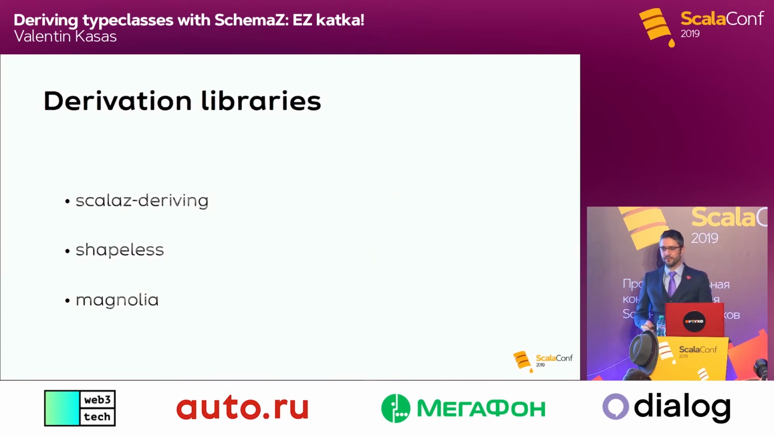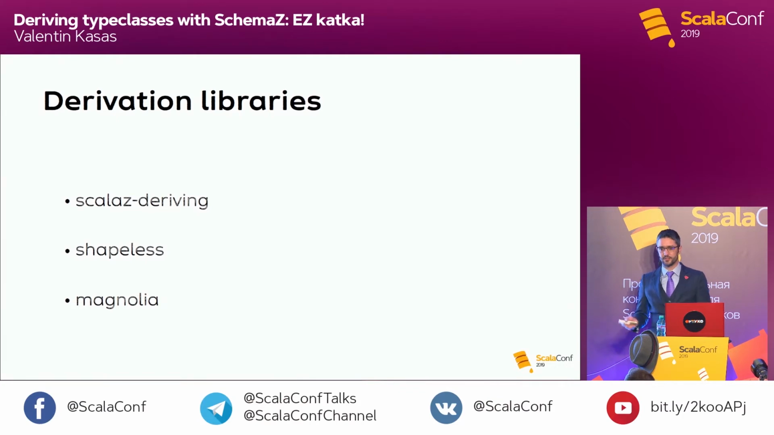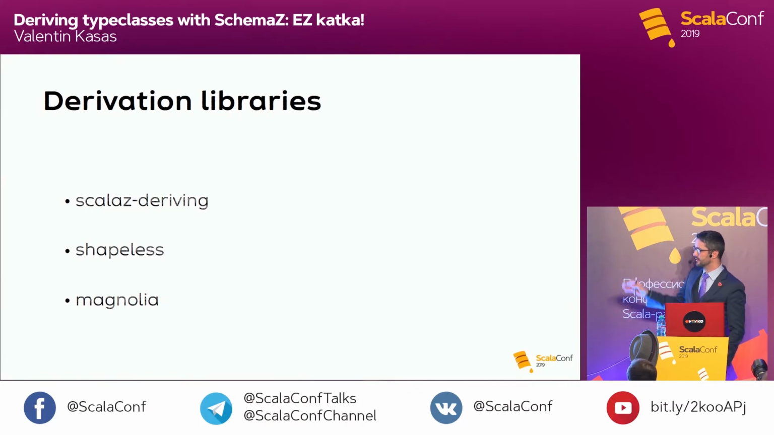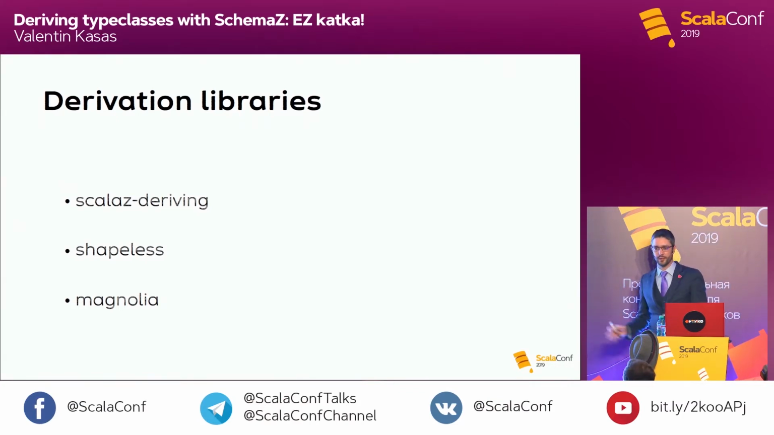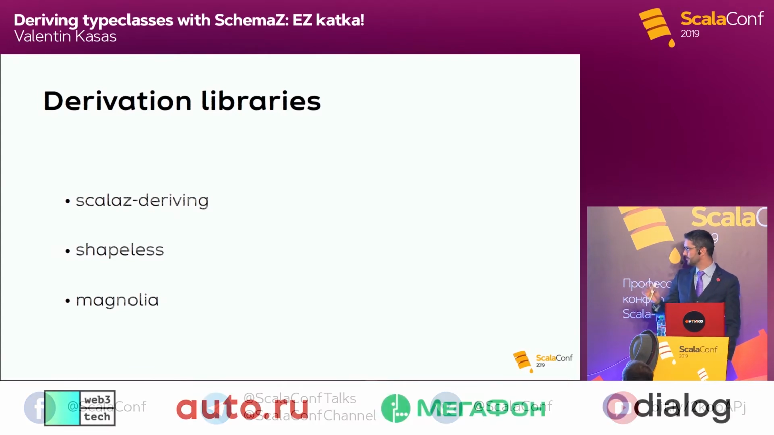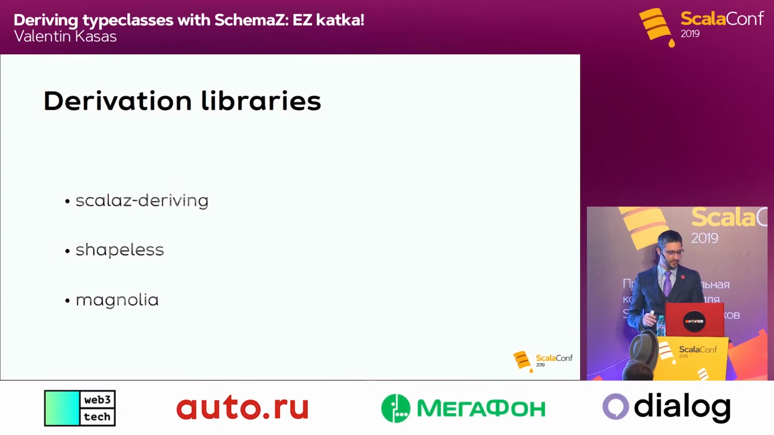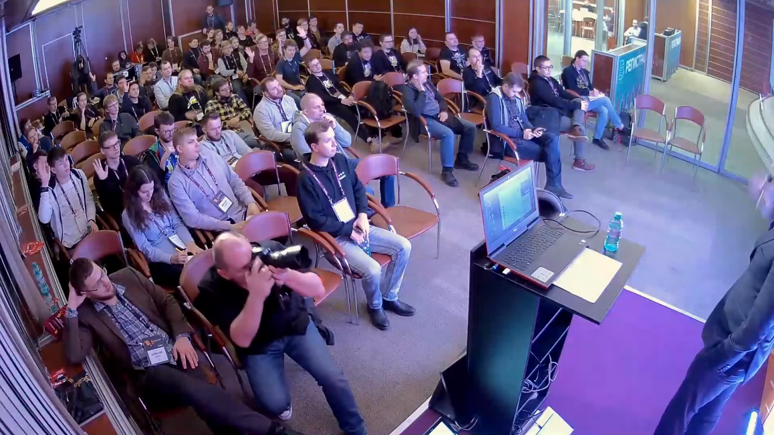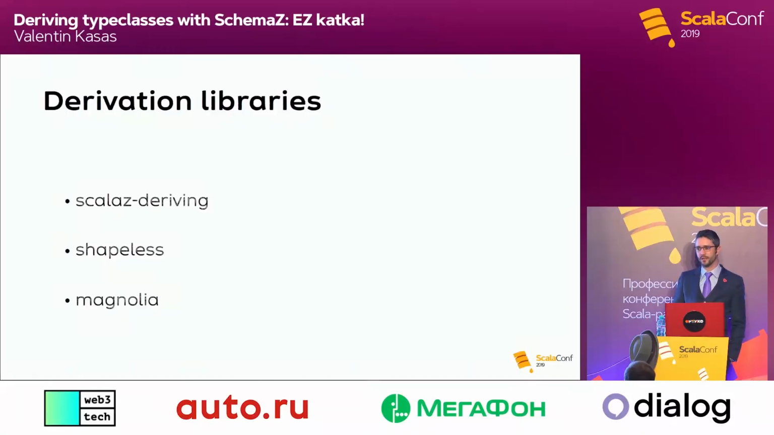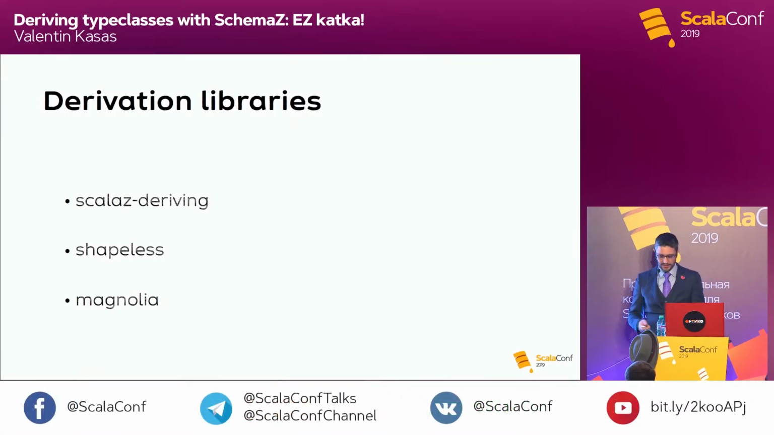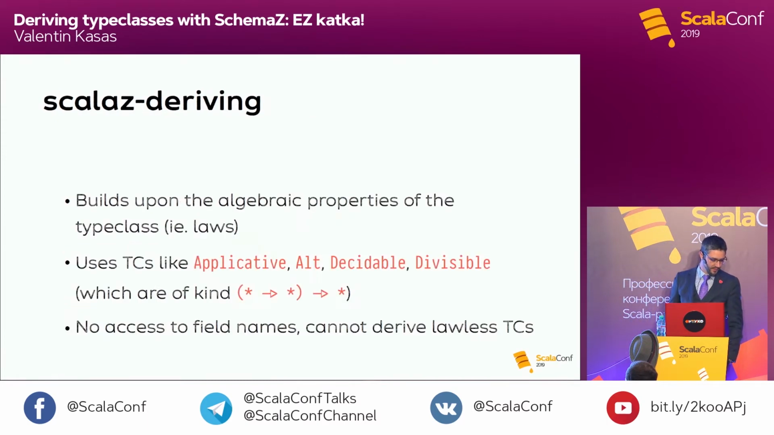So there are, in fact, many derivation libraries out there. I didn't list all of them, but the most popular. Scalaz Deriving might not be the most popular, but I put it first for a reason that might become obvious later. And then, of course, we have Shapeless, although everybody has heard about Shapeless, yeah? And Magnolia, that solves some of the issues with Shapeless. So let's take a look at these different libraries very quickly.